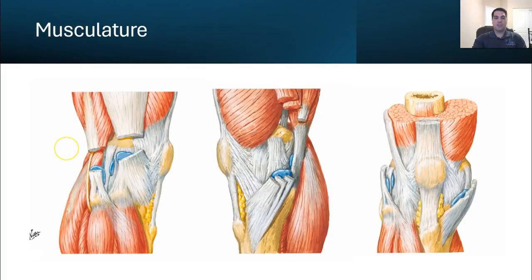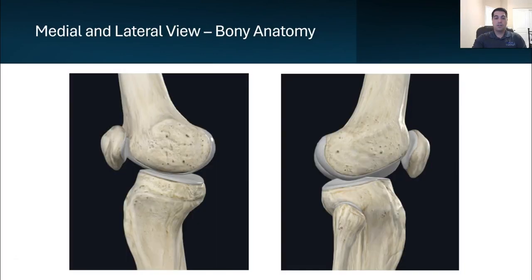As we move on to our patellofemoral joint, a fun fact is that the patella is the largest sesamoid in the body. Keep that in mind, as it can be a popular test question.